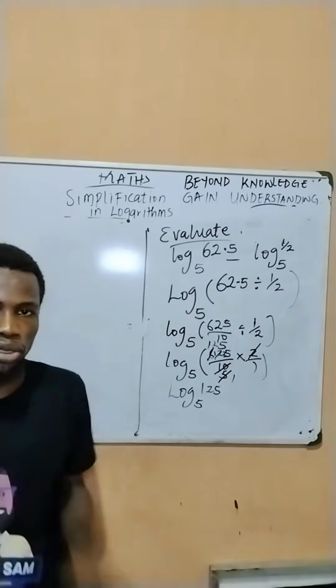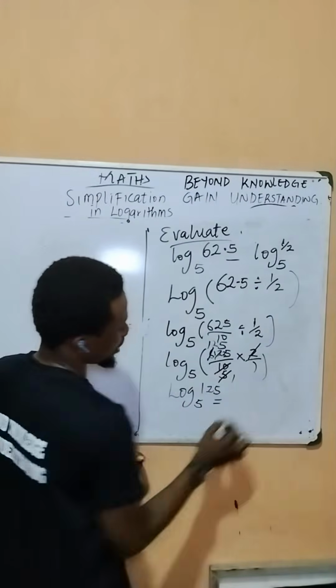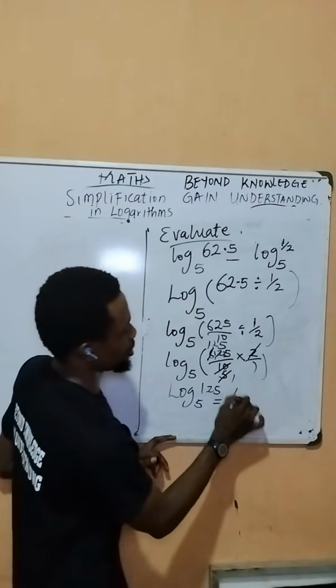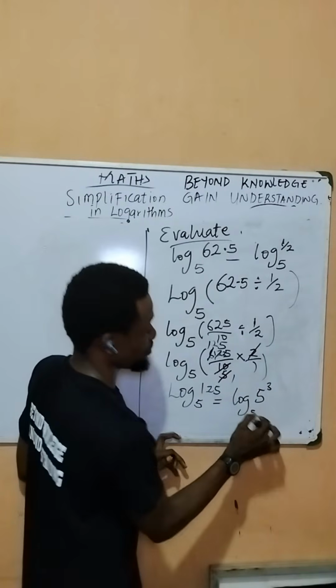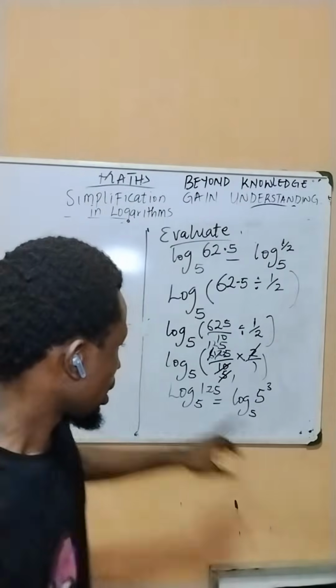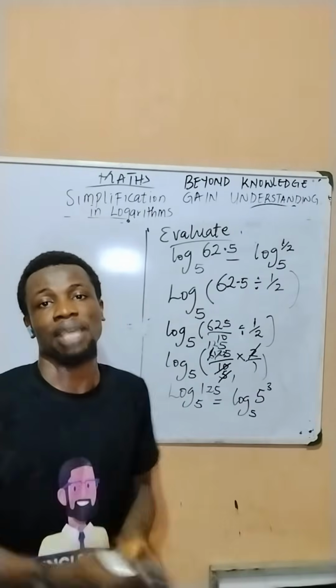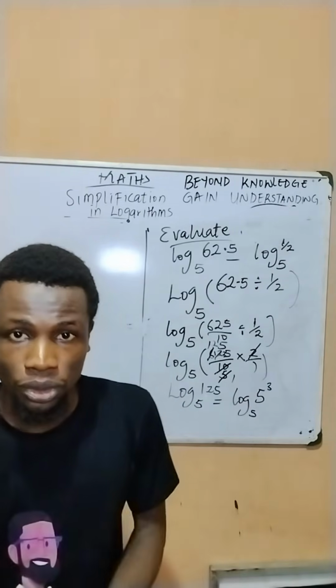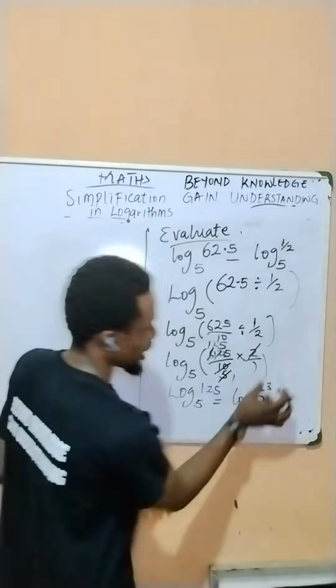But we're not done yet, because this can be simplified further. How do we simplify it further? This is the same thing as log 5 raised to the power of 3 base what? 5. Yes, because I can express 125 as 5 to the power of 3, which is 5 times 5 times 5. And it can still give me what? 125.